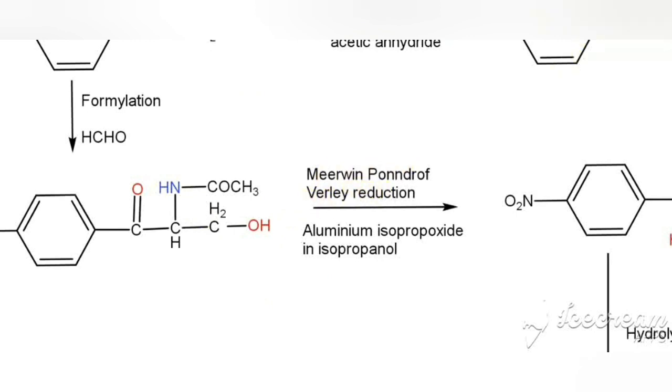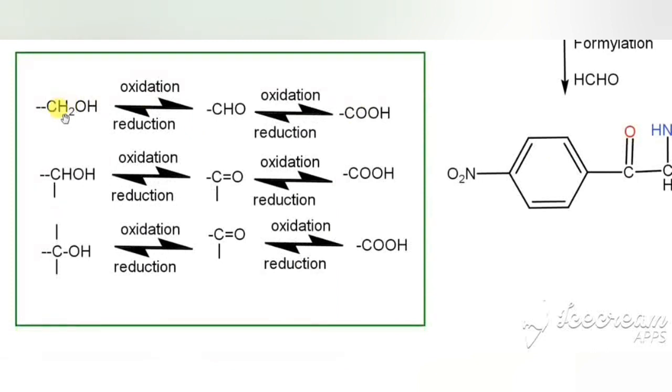Then it undergoes Meerwein-Ponndorf-Verley reduction by means of aluminium isopropoxide in isopropanol. What is meant by Meerwein-Ponndorf-Verley reduction? That can reduce aldehydes or ketones into the corresponding alcohols. We already know this: a primary alcohol on oxidation gives aldehyde, aldehyde on oxidation gives acid. A secondary alcohol on oxidation gives ketone, ketone on oxidation gives acid. The reverse, acid on reduction gives aldehyde, aldehyde on reduction gives primary alcohol, and ketone on reduction gives secondary alcohol.